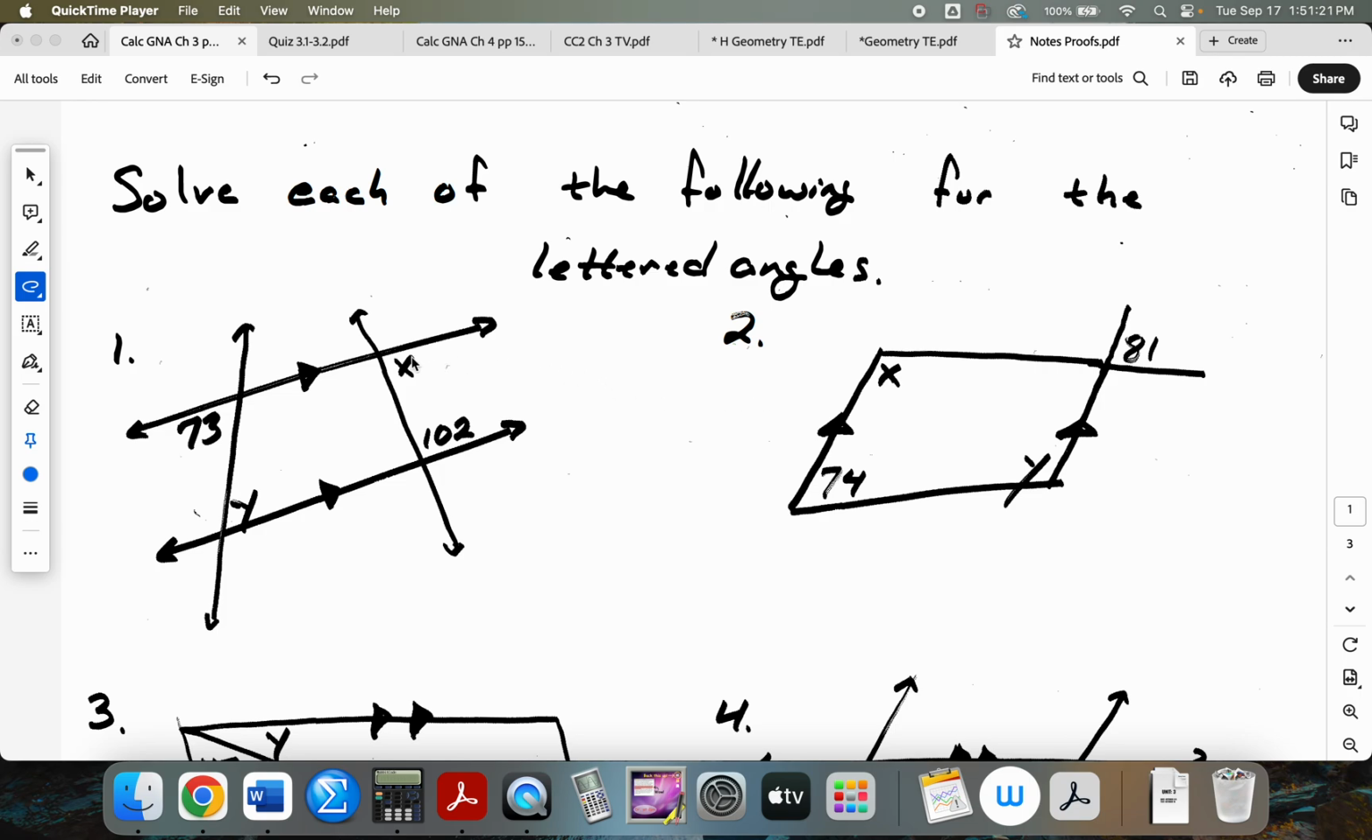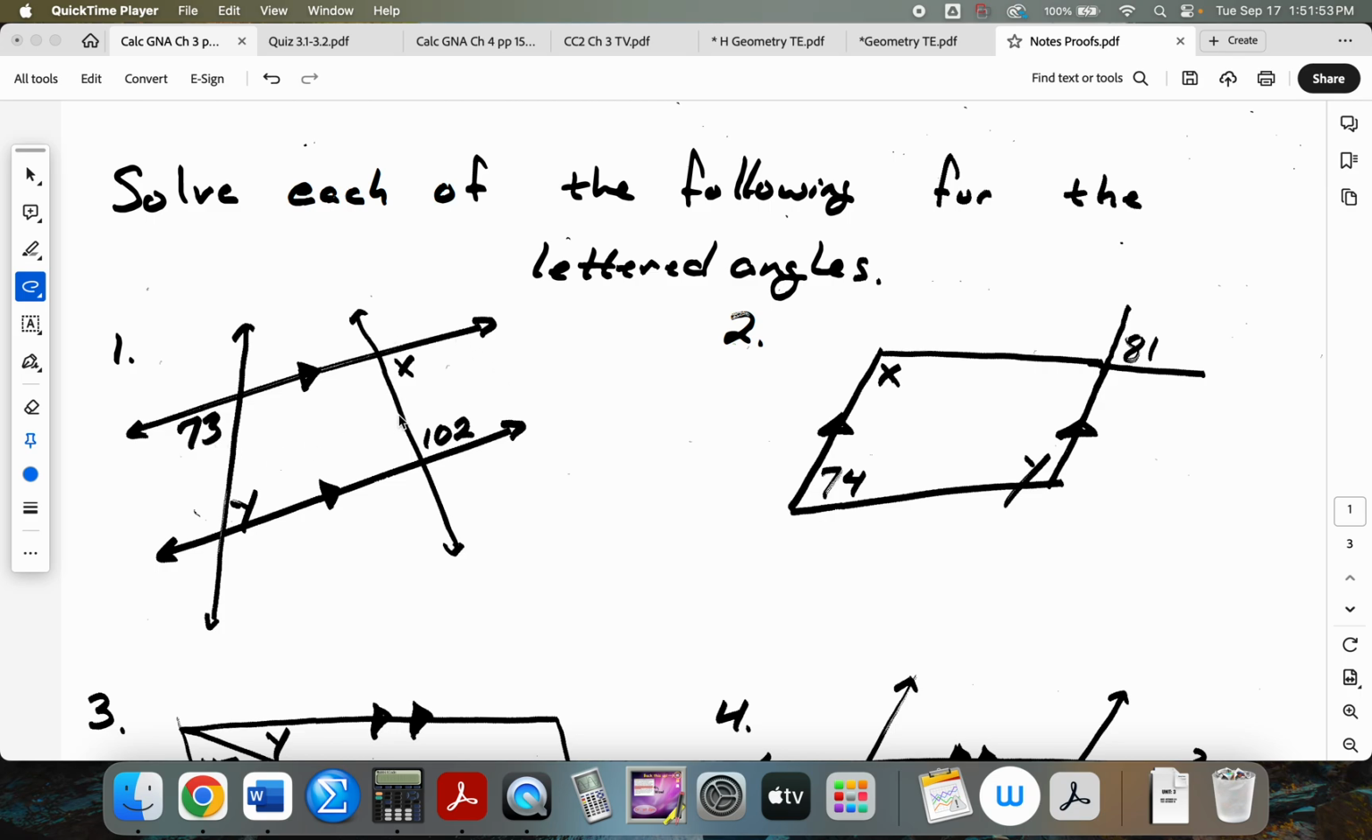So for example, when I'm looking for x, I don't want to go from side to side. I don't want to go along this line that's parallel to this line. I want to go across those. So you always want to be crossing parallel lines to have any kind of relationship at all. Angle x has no relationship at all with this angle that's 73, at least in terms of its size.